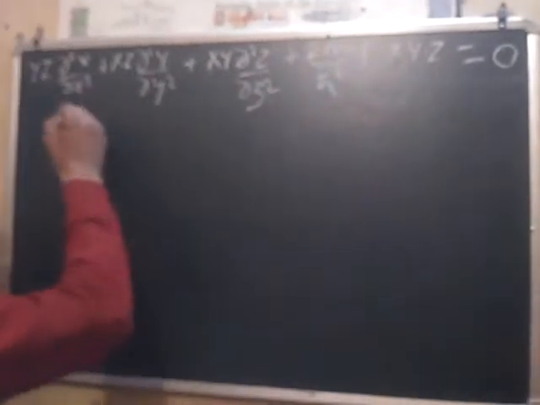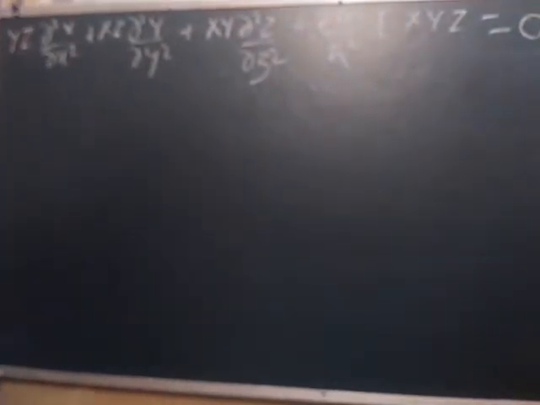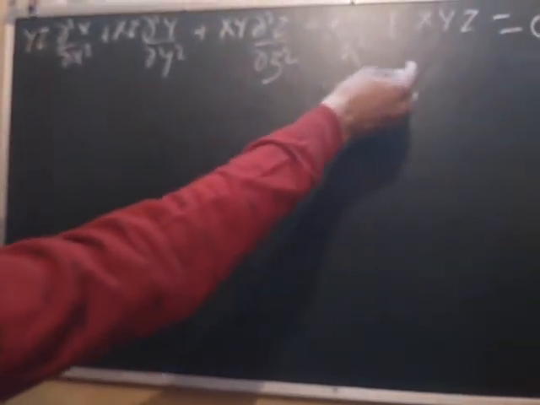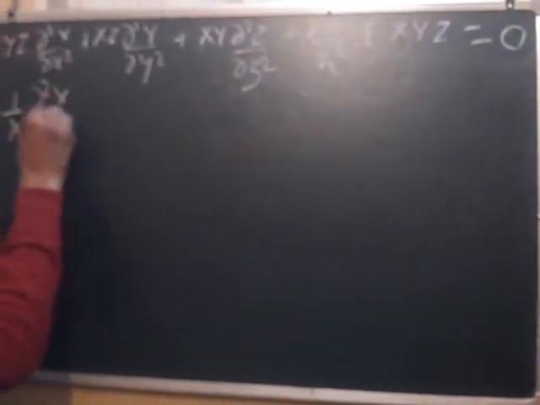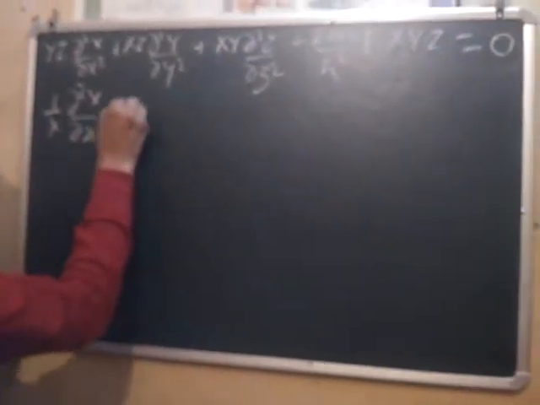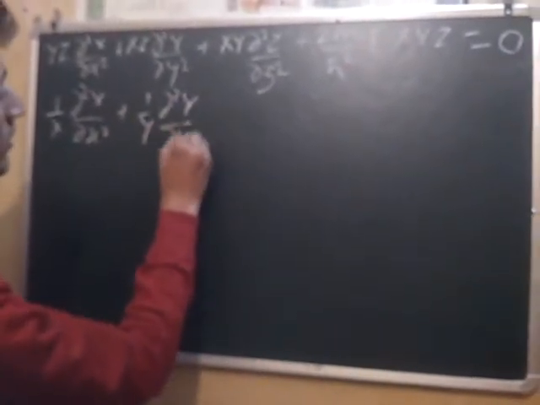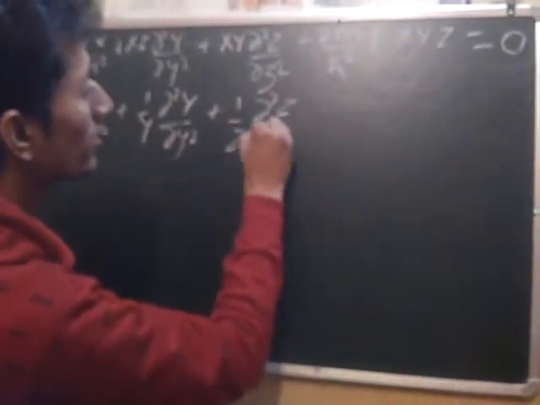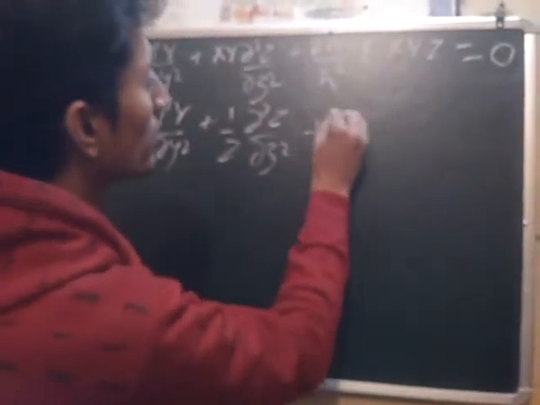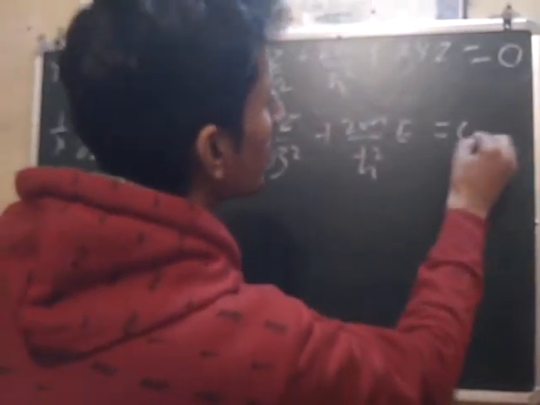Now divide throughout this equation. Each and every term includes X, Y and Z, all the variables. So divide throughout this equation by XYZ, and we have 1 upon X del 2 X upon del x square plus 1 upon Y del 2 Y upon del y square plus 1 upon Z del 2 Z upon del z square plus 2m upon h bar square E, and it is equal to 0.